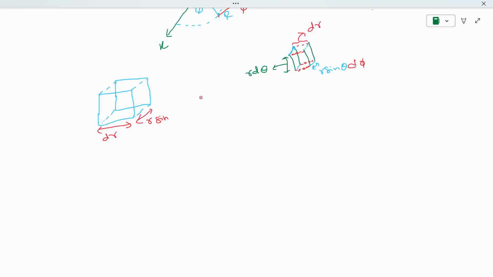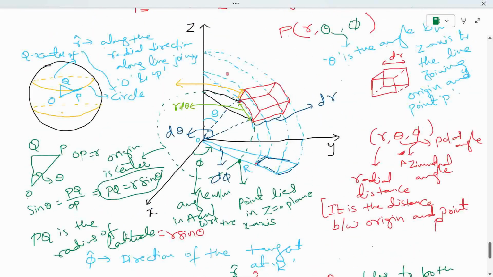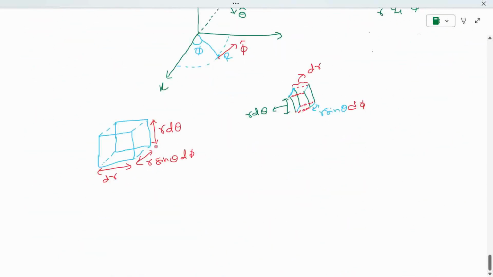And we know that this is r sine theta d phi, and this side we get r d theta, which is straightforward, and we have already calculated this. So now it is a perfect cuboid. So it is a differential volume.